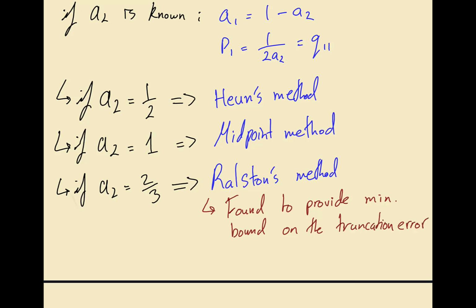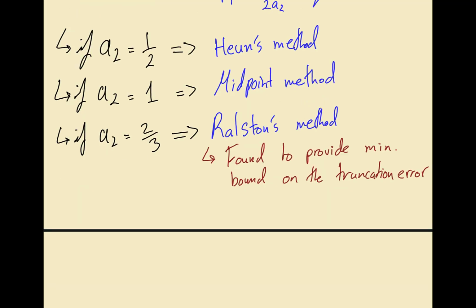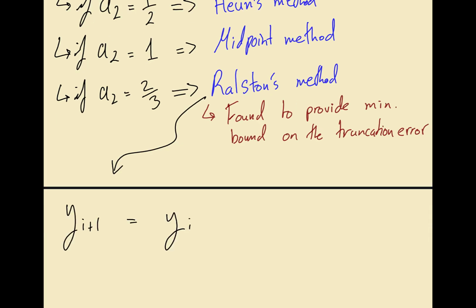All right, so if A2 is equal to 2 over 3, what's A1 in this case? So the general equation is y i plus 1 equal to y i plus A1 K1 plus A2 K2 times h. In this case, A2 is what? 2 over 3. So A1 is 1 over 3. That makes 1.